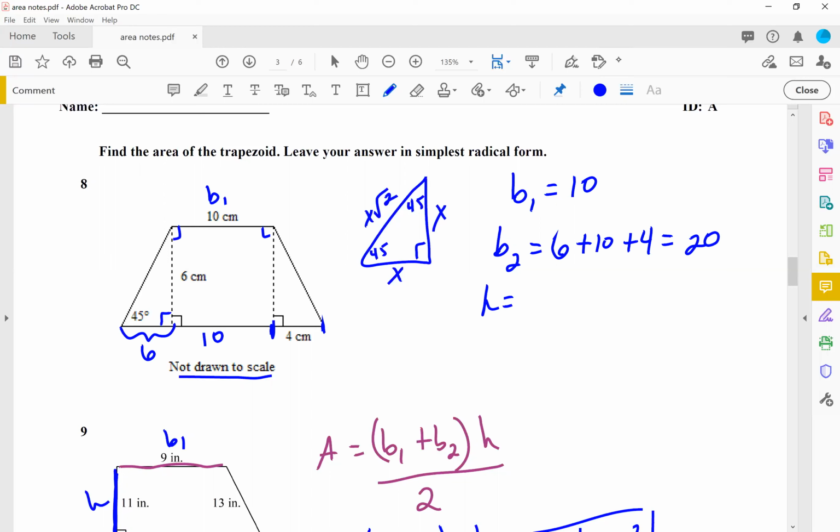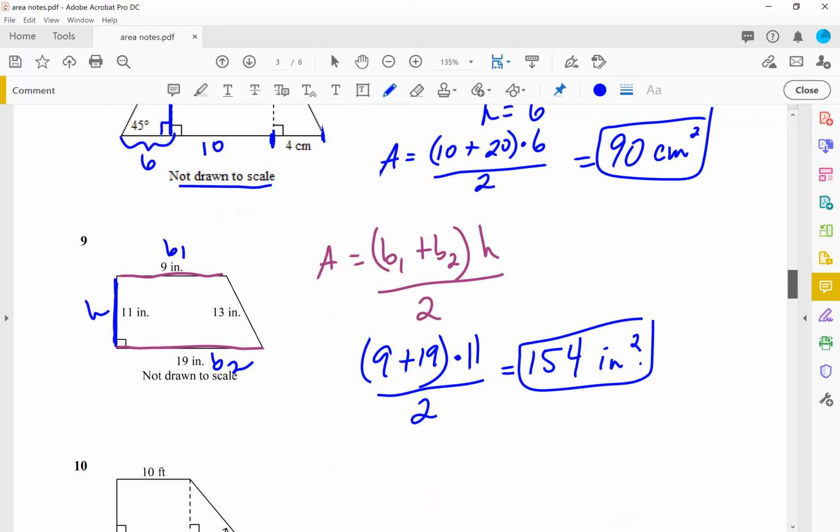And then our height is right here, perpendicular to our base, it's 6. So now the area. Base 1 is 10, base 2 is 20, times the height, divide by 2. So 10 plus 20, that's 30, times 6, divide by 2, and you will get 90, and it's centimeters squared.